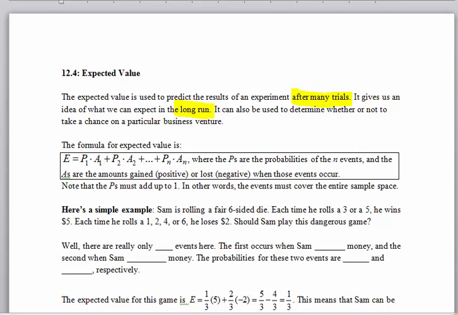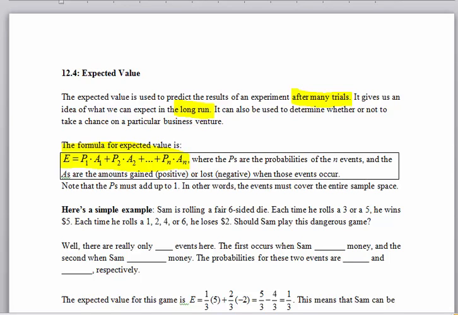And it can also be used to determine whether or not to take a chance on a particular business venture, and you'll encounter some of those problems in the homework. All right. So the first thing I do is I just give you the formula for the expected value, which is this. E, which is the expected value, equals P1 times A1 plus P2 times A2 plus, and so on, up to Pn times An.